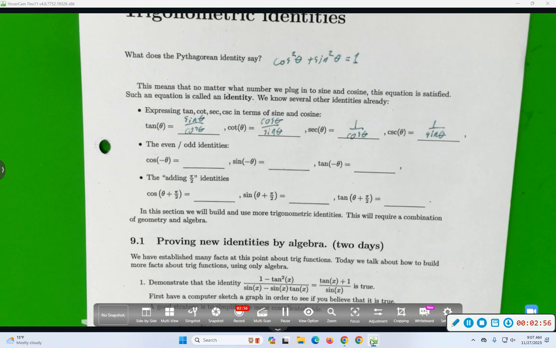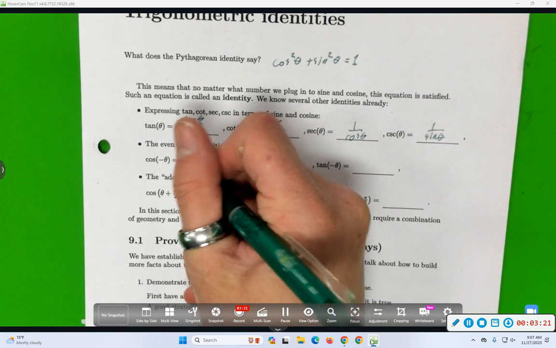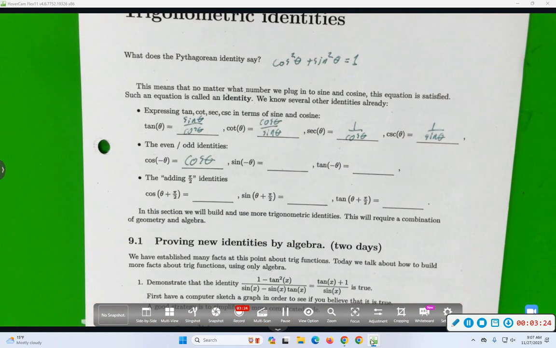Nice. We have identities that tell us that some of these functions are even and other ones are odd. What's the cosine of negative theta the same as? Is cosine even or odd? Even. Right, cosine is the x-coordinate. The x-coordinate doesn't care if you rotate up or down. So what's cosine of negative theta the same as? Nice. There's an identity. That's a fact that's true no matter what angle you plug into it. Sine of negative theta. Negative sine theta. Sine is odd.